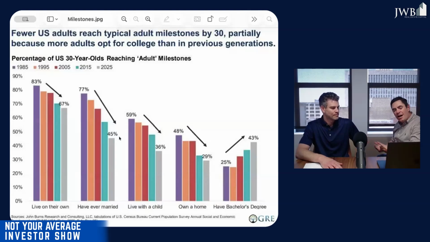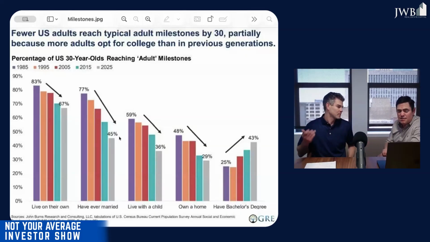Living with a child, from 59 to 36, I don't really have a take on that, right? I guess people are having kids later, probably a financial decision. Do you have a take on that? Yeah, definitely. I think it goes part and parcel. If they're living on their own less and they're getting married later, it's likely that they're going to have a child later in life. And I think the financial part of that is definitely on the minds of new parents for sure.